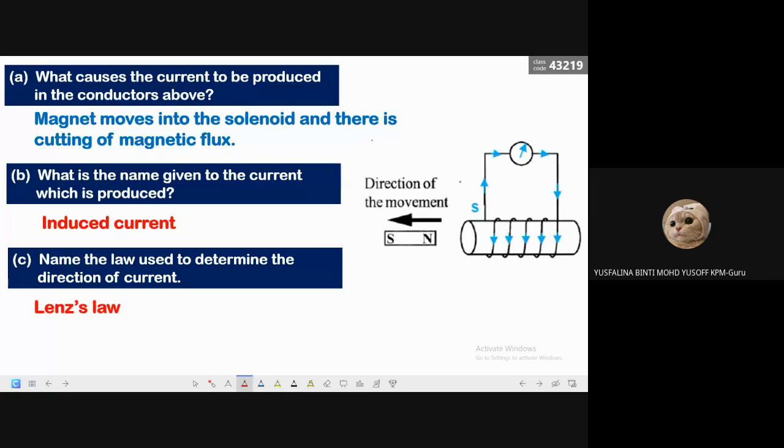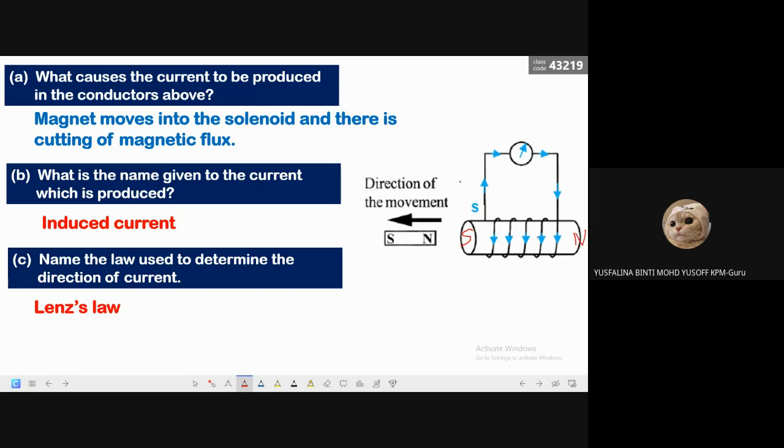As the name induced current says, the law used to determine the direction of the current is Lenz's law, right? So let's say this magnet moves away, right? Then it has to attract it back. The solenoid has to attract it, so this one should be south. Then this one also should be north.